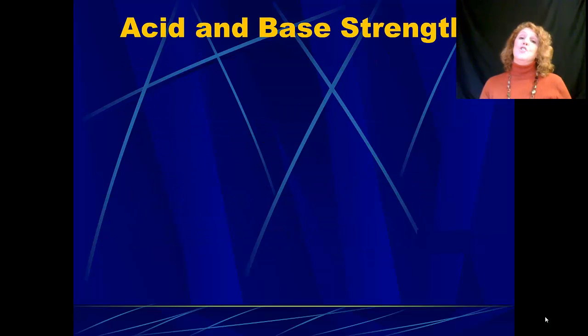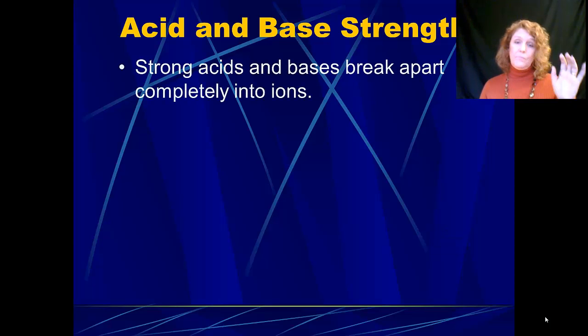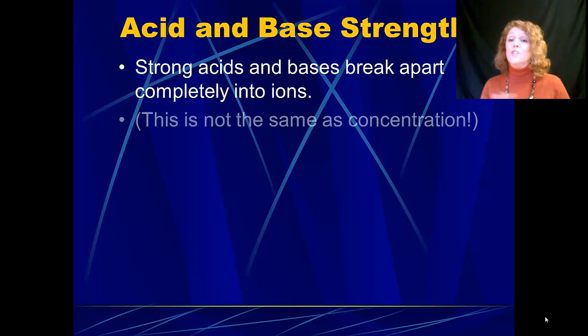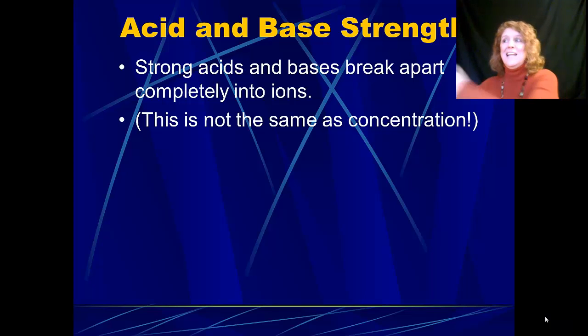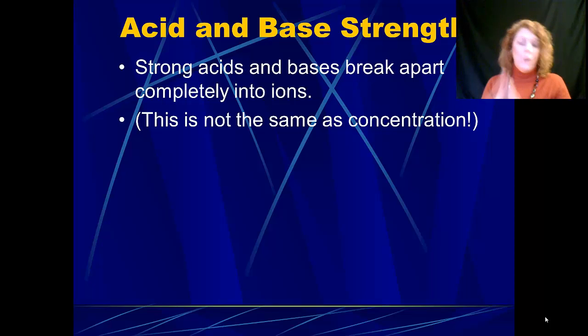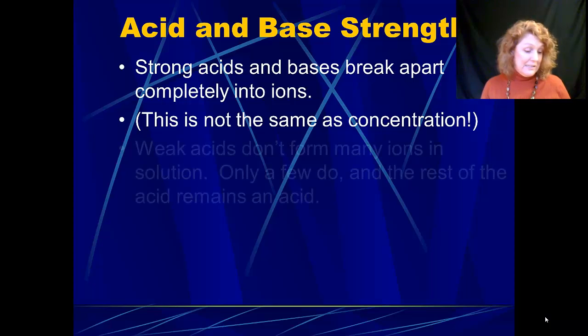Then we have the strength of acids and bases. The difference is that strong acids and bases break apart completely into ions, where weaker acids and bases don't. Now, this is not the same as concentration. If I have a 4% solution versus a 9% or a 20% solution of an acid or a base, that's concentration. I'm talking where it lies on the pH scale. We have a pH scale that lets us know how strong or weak an acid or a base is.